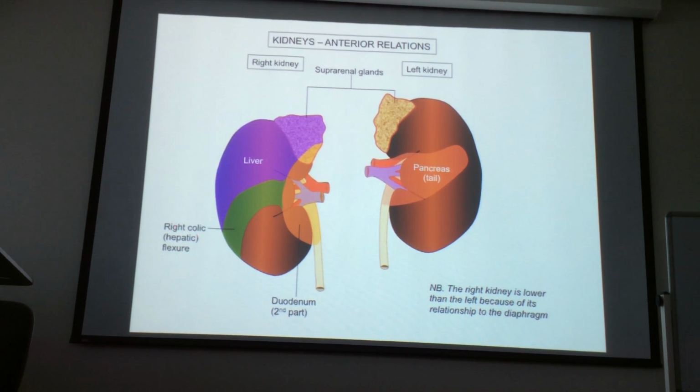Colic flexure or hepatic flexure, where the ascending colon becomes the transverse colon. That turning, which is under the liver, we call the hepatic flexure. You remember? Cecum, ascending colon, at one place it turns on the right side. So that turning part is called the hepatic flexure.